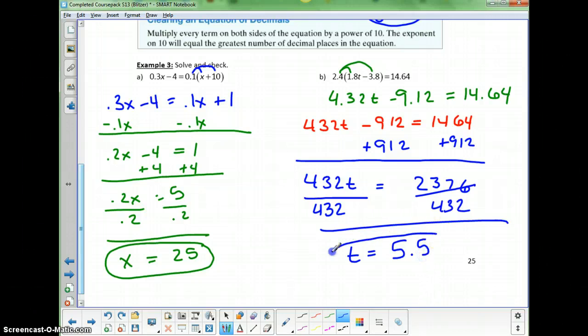Alright, and again, this problem started with decimals, so it is appropriate to leave the answer in decimals. I do not need a fraction. I could also answer this in fraction form if I chose, but it's more appropriate, since I started with decimals, to leave it in decimals. Let's look at the next page.